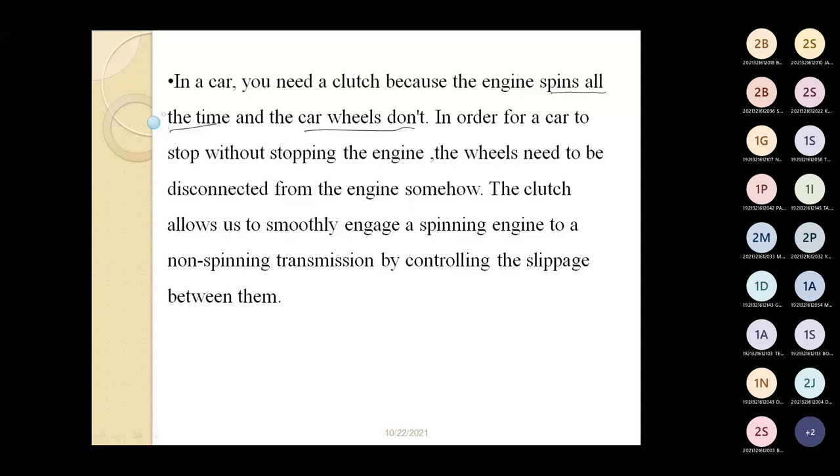So in order for a car to stop without stopping the engine, the wheels need to be disconnected. This is important. Wheels need to be disconnected from the engine somehow. So the clutch allows us to smoothly engage a spinning engine to a non-spinning transmission by controlling the slippage between them. So that's why the clutch is required in an automobile.